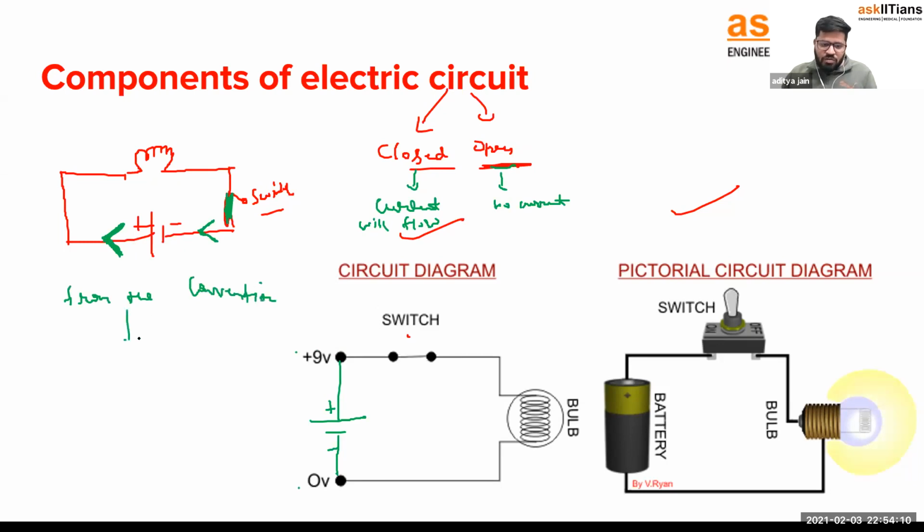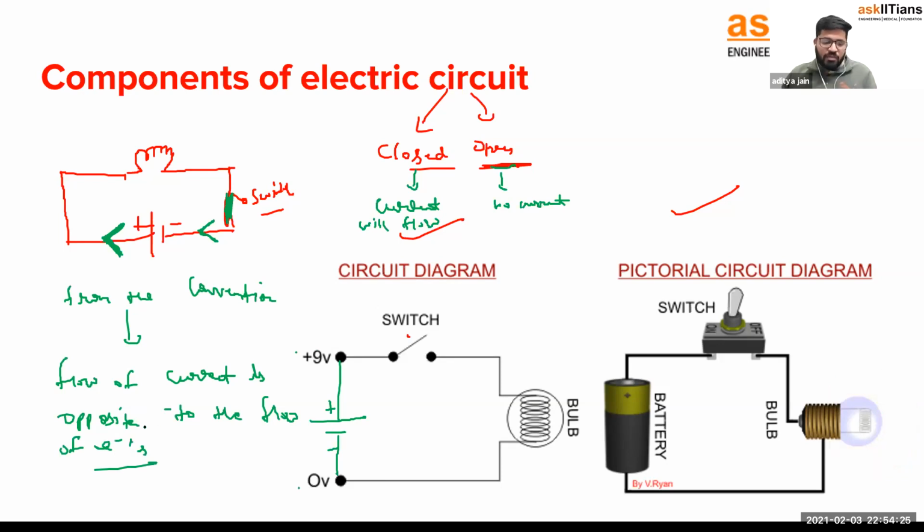you can also remember that the flow of current is opposite to the flow of electrons. That is another important point. I already told you, whenever electrons flow, current will be there. But the direction of current will always be opposite to the direction of flow of electrons.